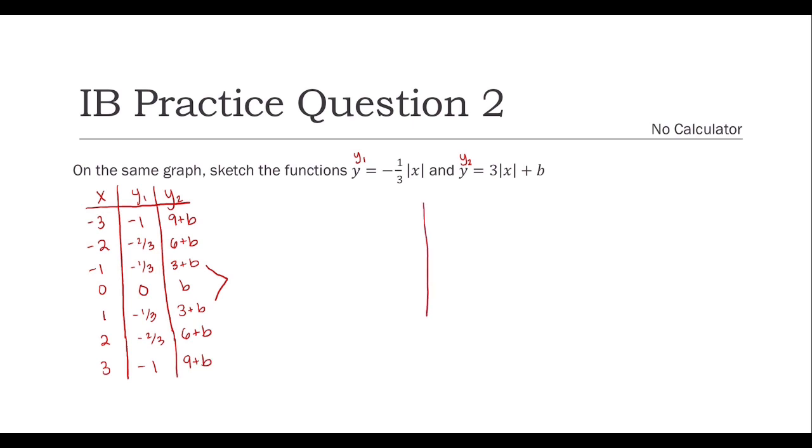So for our graph, we're going to do it on one graph. So we have x and y. We'll start by graphing y1. So when x is -3, so we'll do -1, 2, 3, +1, 2, 3. We just have to sketch it, so it doesn't matter if we have a scale or not. But since we wrote down these points, we might as well.